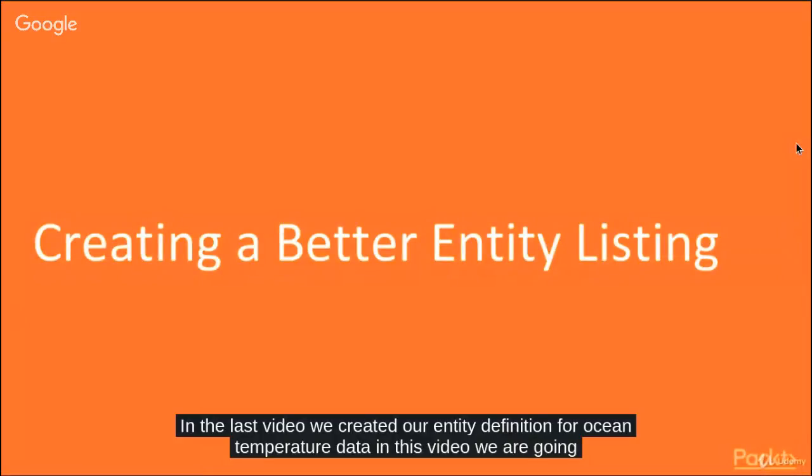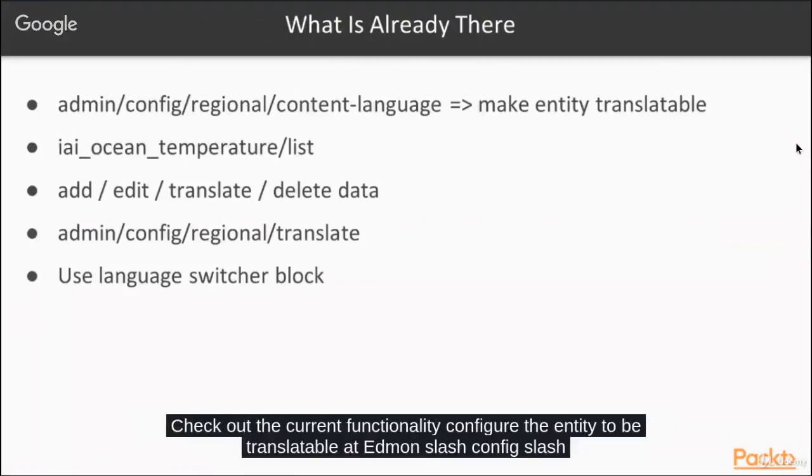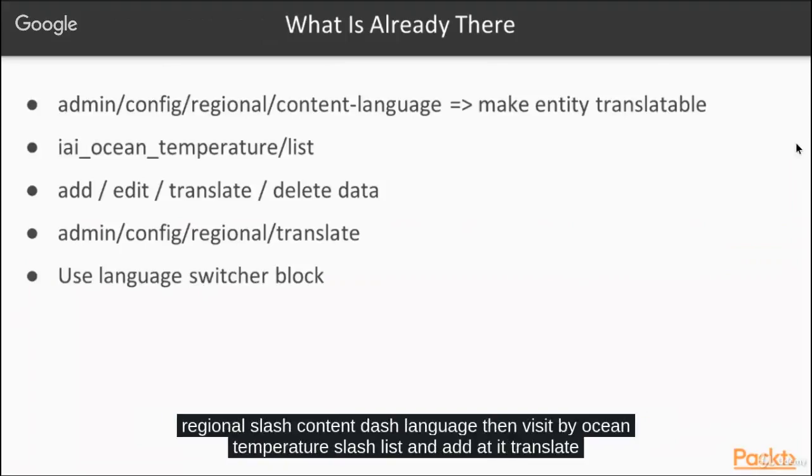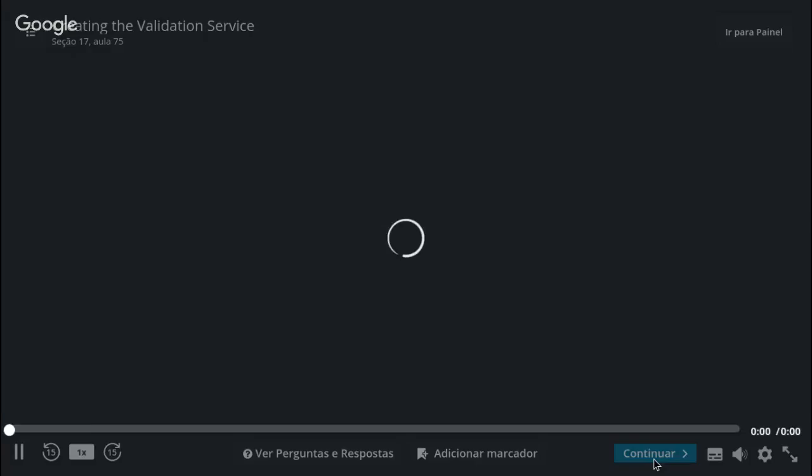In the last video, we created our entity definition for ocean temperature data. In this video, we are going to lay out your student exercise to enhance the listing functionality of the entity. Check out the current functionality. Configure the entity to be translatable at admin/config/regional/content-language. Then visit IAI Ocean.